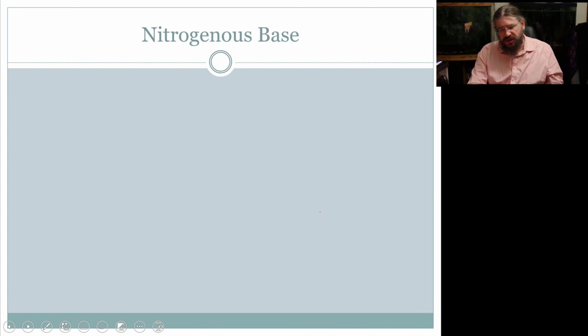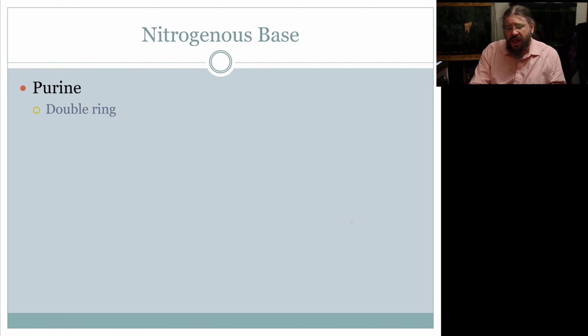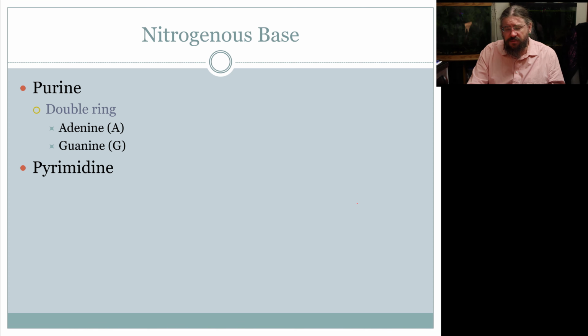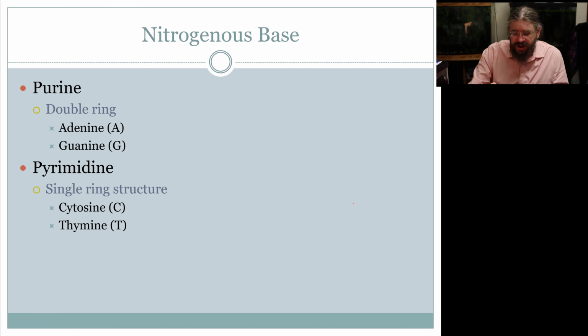And now let's talk nitrogenous bases. Nitrogenous bases can be separated out into purines and pyrimidines. Purines are double ring nitrogenous bases. These are adenine and guanine. Pyrimidine nitrogenous bases are single rings, and these are cytosine and thymine. Now this is my DNA list.